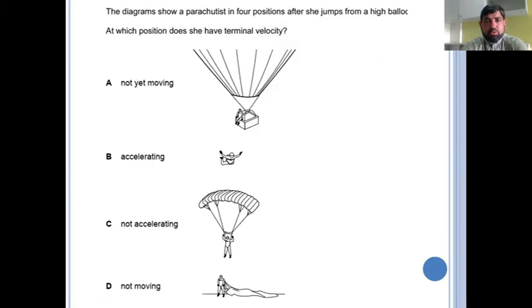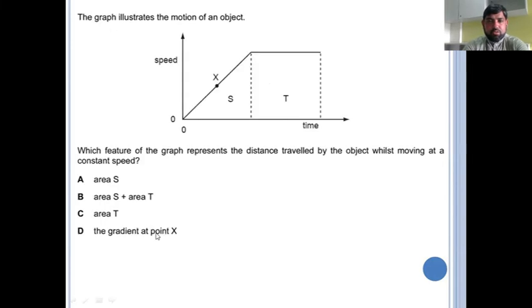The diagram shows a parachutist in 4 positions after she jumps from a height. At what position does she have terminal velocity? So A, it's not moving. B, accelerating, it will not be terminal velocity. C, it's not accelerating. So option C will be the right option.